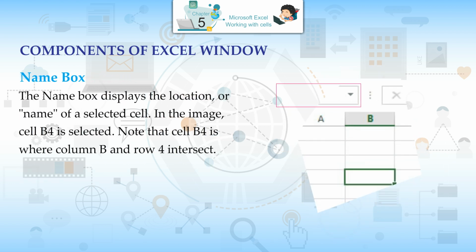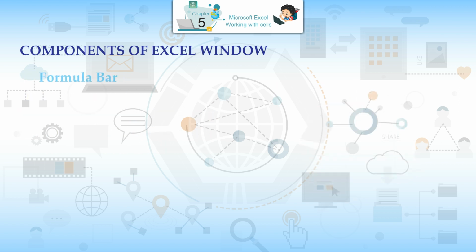Name box. The name box displays the location or name of a selected cell. In the image, cell B4 is selected. Note that cell B4 is where column B and row 4 intersect.